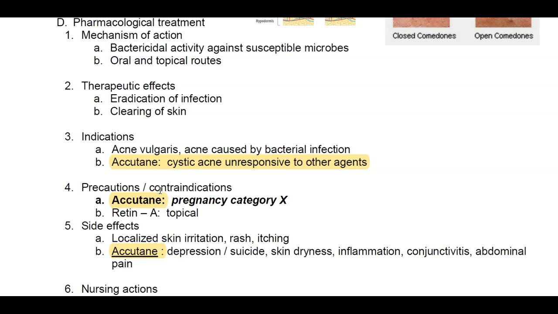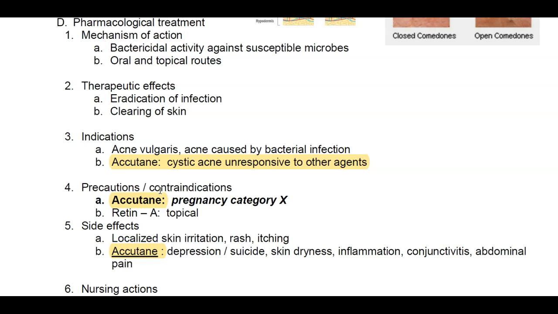Some precautions and contraindications. The reason why we don't prescribe Accutane for acne as frequently or as a first line of treatment is because Accutane is pregnancy category X. So meaning it's teratogenic. It can cause some malformations of the fetus. Retin A is topical, and Retin A can actually cause some irritation. So it's very irritating to the skin.